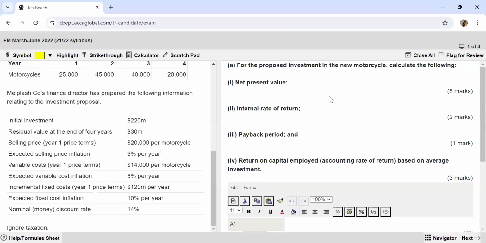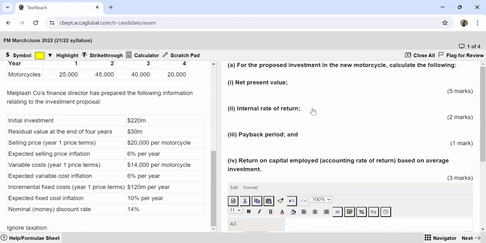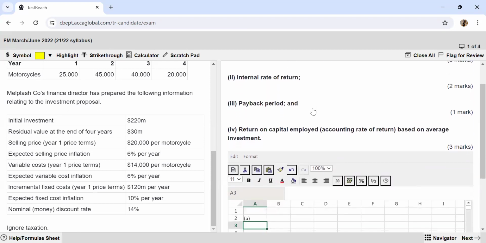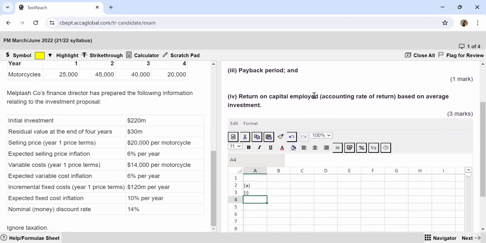All right, so the first part that I have is net present value, which is for 5 marks. So let's begin calculating for that. I'm using the constructed response workspace for my answer. So this is part A and this is part I. NPV is something which I'm supposed to calculate over here. First, I'm going to prepare a rough layout for my working. I'm going to write the years first: 1, 2, 3, and 4 are my years.